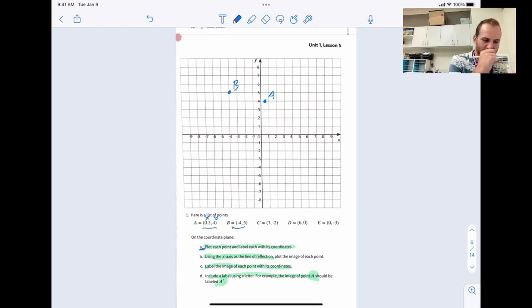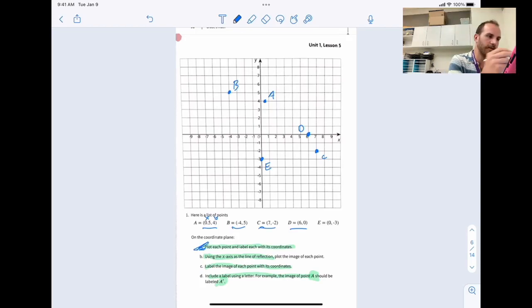C is (7, -2). So we go to 7. Oops, that was incorrect. 7 and down to -2. Keep in mind those negatives there. They'll get you. D is, I've got to label that C. D is (6, 0). Label that one D. And E is (0, -3), so down here. That's trouble. Cool. We've got all of our points labeled. That is A done.